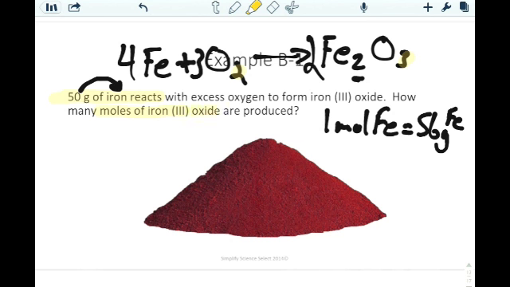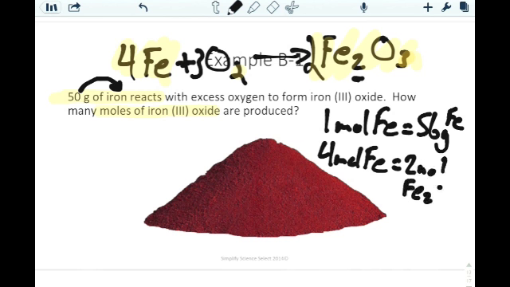So anytime we're dealing with stoichiometry, we're going to use the mole ratio. So we're going from grams of iron to moles of iron 3 oxide. So what's our mole ratio? Well, it's a 4 to 2. So 4 moles of iron equals 2 moles of Fe2O3. Those are our conversion factors. We call these over here our statements of equality, and then we just set up our problem.